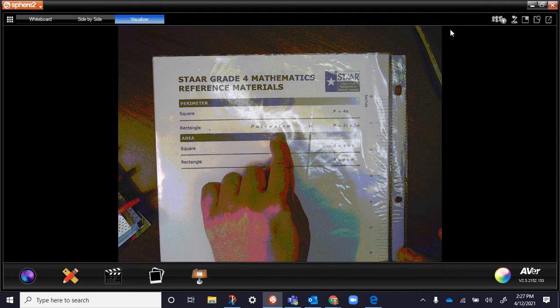When you are trying to find perimeter, remember that's the part that goes all the way around a shape. For a square, perimeter equals 4 times S. For a rectangle, you have length plus width, adding up all the sides, or 2 times L plus 2 times W. The area of a square equals side times side, and the area of a rectangle equals length times width.